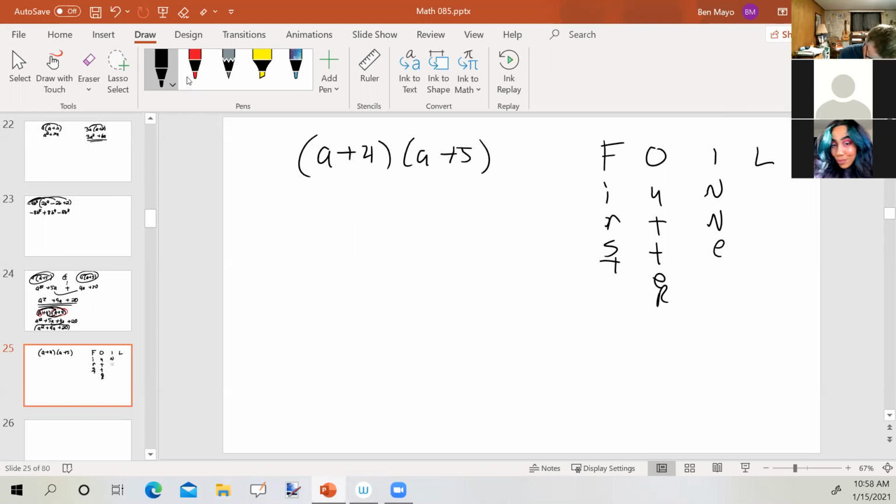Then we're going to take the outer times the outer, which is going to be the plus 5a. Then the inner times the inner, which is the 4a. And then the last times the last, which is the plus 20. And then combining like terms.